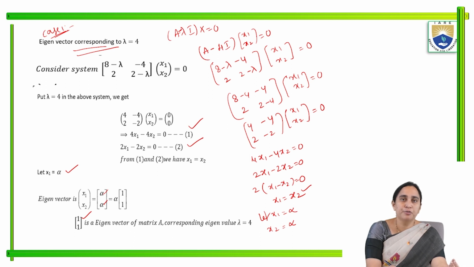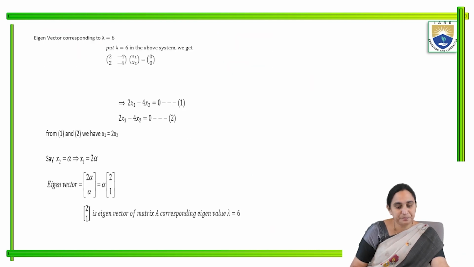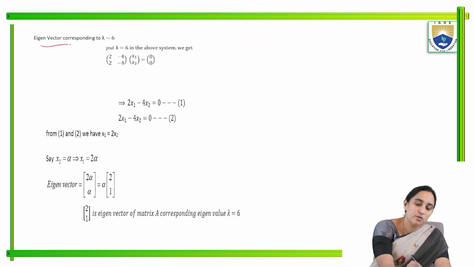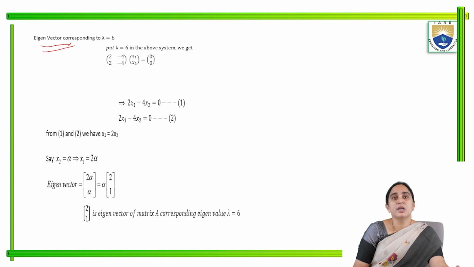This is the procedure for finding eigenvalues and eigenvectors for a 2 by 2 matrix. Observe that we get two distinct eigenvalues, so we have to find the two corresponding eigenvectors. Case 1 is over. Now I am finding case 2: if lambda is equal to 6, we have to find the corresponding eigenvector.